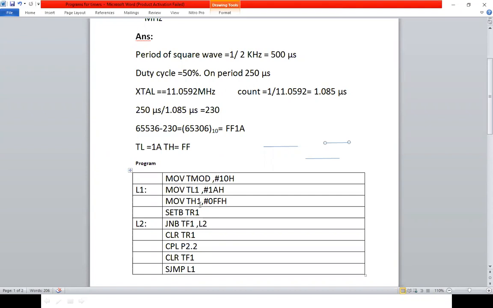But here the square wave will not be generated, because there is no connection in the Keil software. We only have to see the blinking of the arrow at port 2 bit number 2. The arrow will go on and off. Please see this as homework at home. So this is the generation of the square wave.